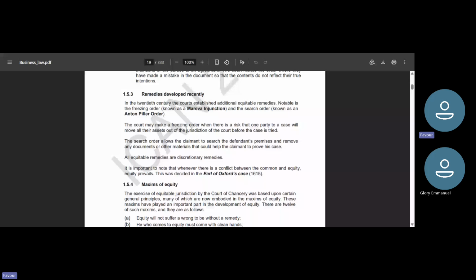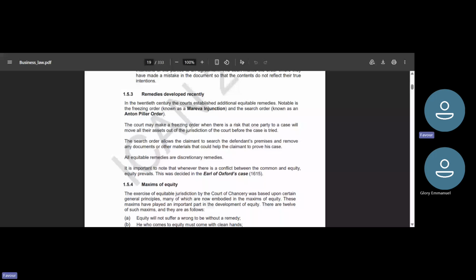So the search order is to allow the claimant to search the defendant's premises. These two are basically self-explanatory: one is to freeze assets. Then the search order is to enable the claimant to search for documents, especially since the court is handling a case, depending on the context of this.